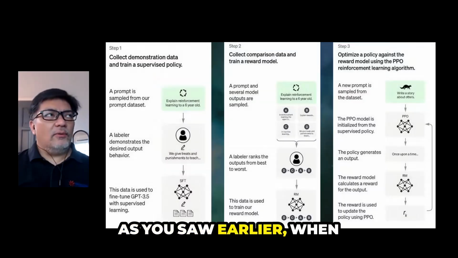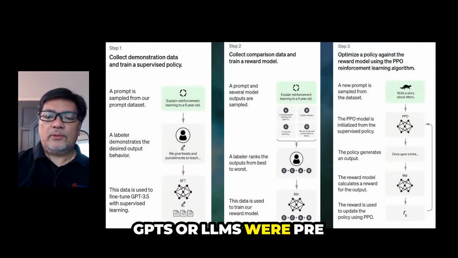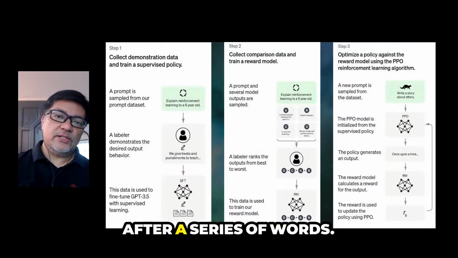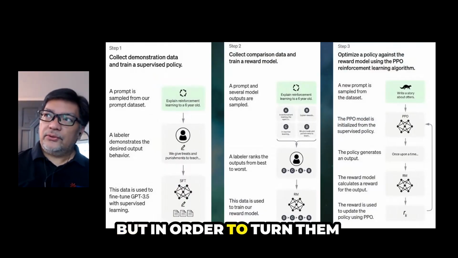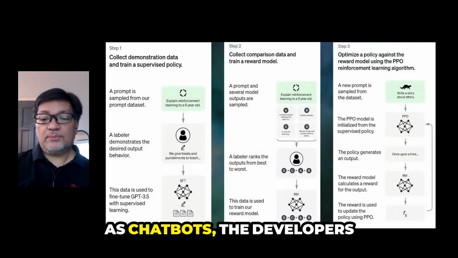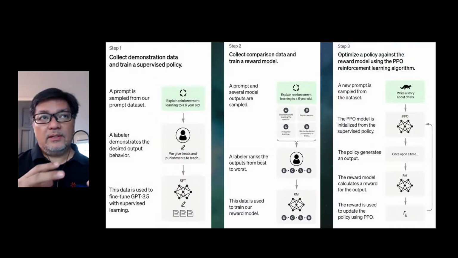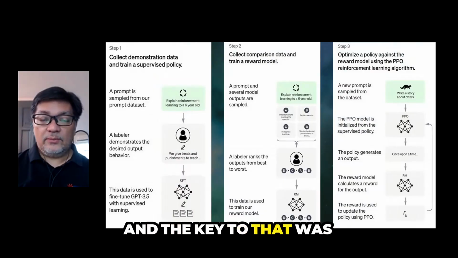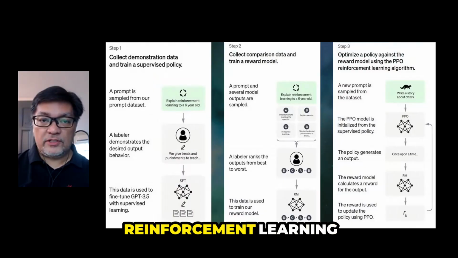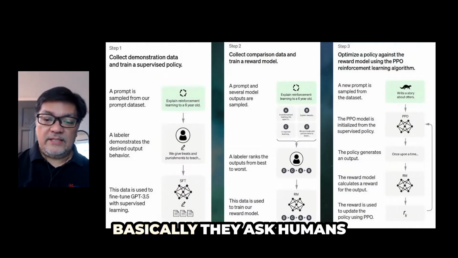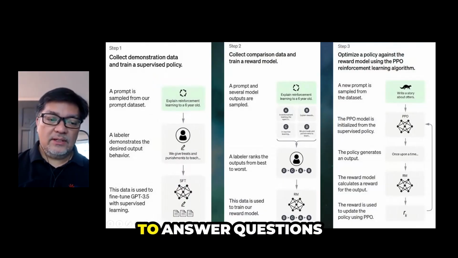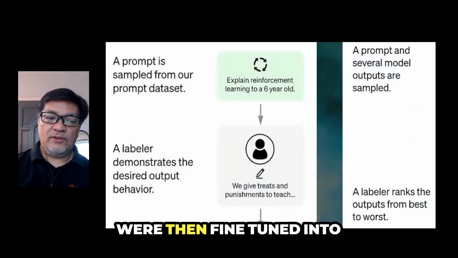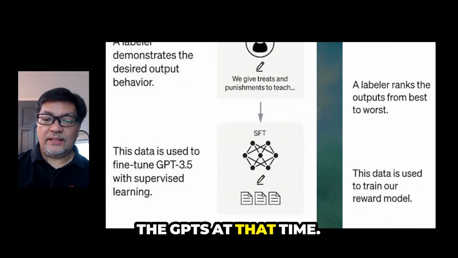So as you saw earlier, when GPTs or LLMs were pre-trained, they knew the relationship between tokens to predict the next word after a series of words. But in order to turn them into what we now know as chatbots, the developers had to turn sentence completion machines into question and answer machines. And the key to that was this thing called RLHF, reinforcement learning through human feedback. Basically, they ask humans to answer questions. And then those question and answer combinations were then fine-tuned into the GPTs at that time.